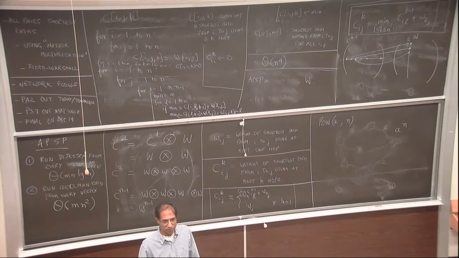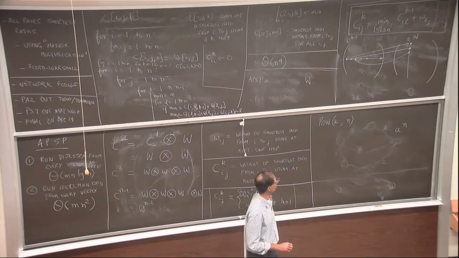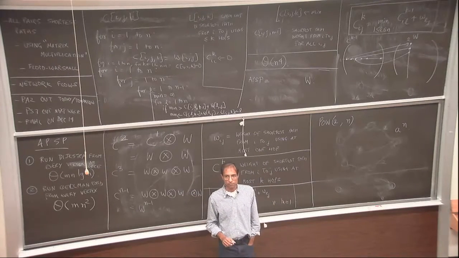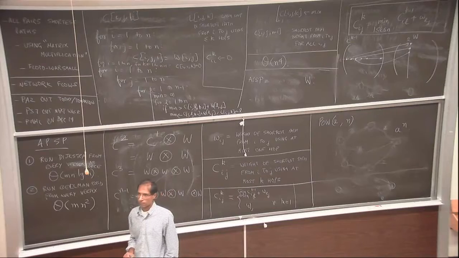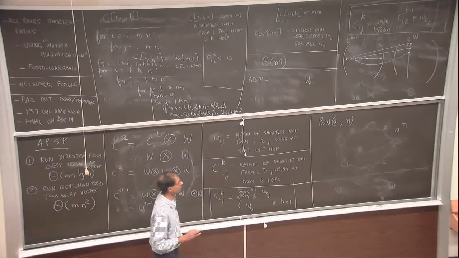Is the problem clear? Can they be negative? No, that's a good question. So a could be anything, but let's assume it's positive. n is positive. What's the simplest piece of code that you can write?